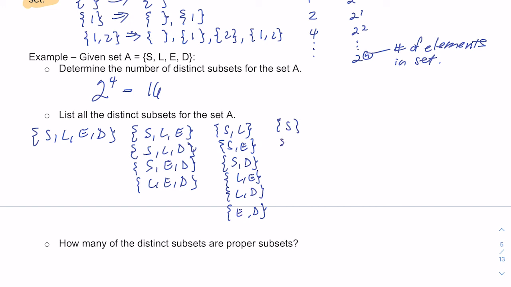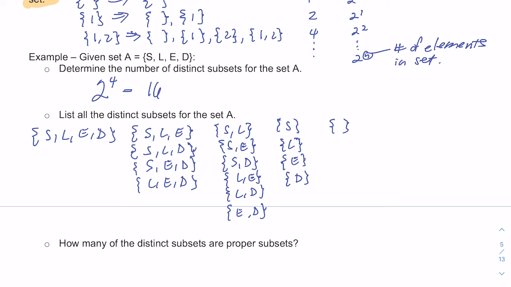and then I could do each of the letters. So S, L, E, and D, and then don't forget the empty set. So if you count, there should be 16 subsets for set A, and they're all distinct, so they're different.